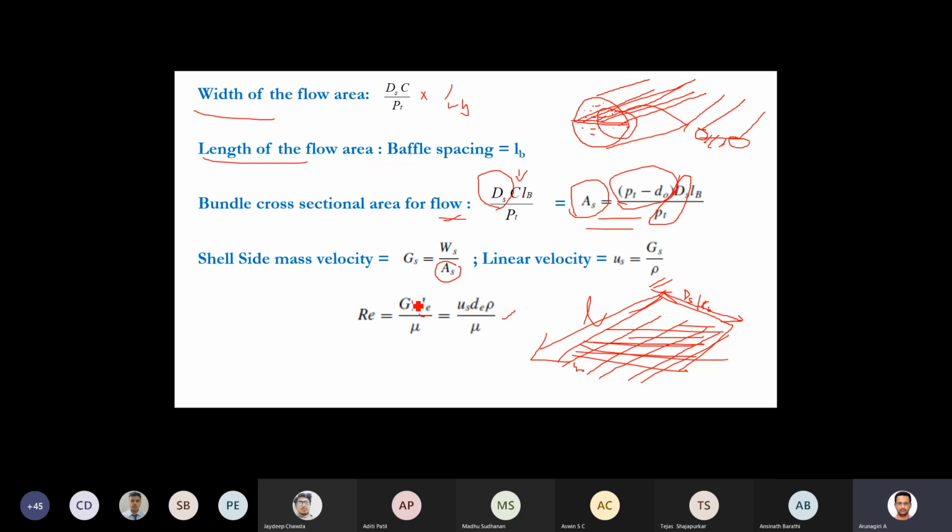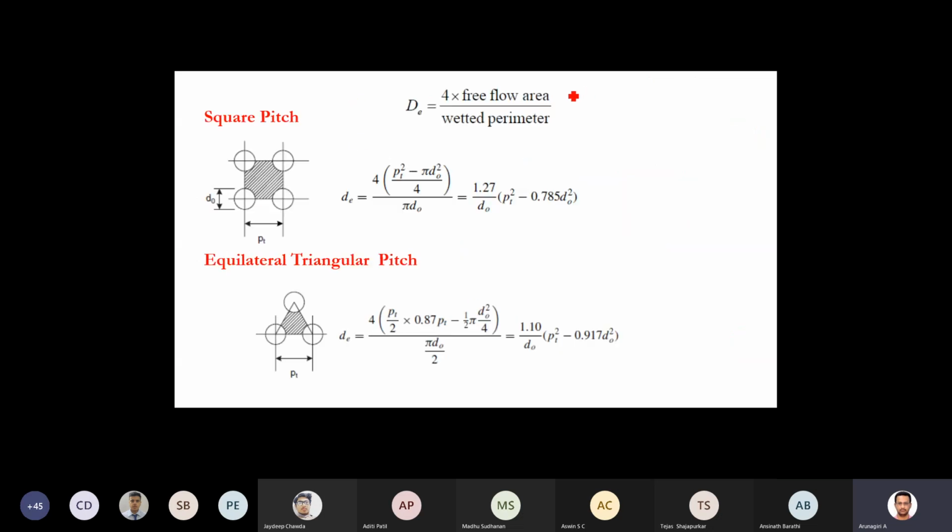So here they are using DE. That is another, more complicated one on the shell side, because D equivalent, you know how to calculate. That is 4 times the flow area divided by wetted perimeter. But in the case of a shell and tube heat exchanger, we have different arrangements of tubes: equilateral triangular pitch and square pitch. So if this is the square pitch, 4 times the free flow area.